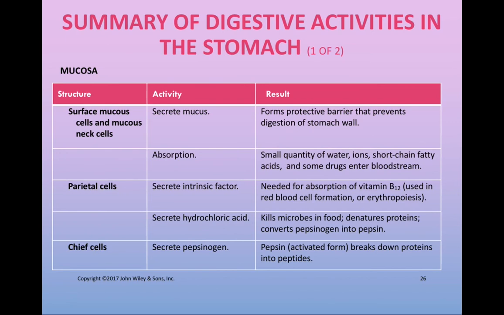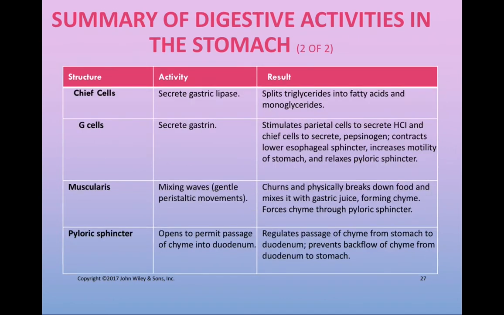The chief cells also secrete two products, namely pepsinogen and gastric lipase. We have just seen that pepsinogen from the chief cells will eventually be converted into pepsin, its active form, by the hydrochloric acid that was released by the parietal cells. Pepsin will then go on to break down proteins. But the other product that comes from our chief cells is known as gastric lipase. As we saw with lingual lipase, lipase is in fact the enzyme that's going to catalyze the breakdown of triglycerides into fatty acids and monoglycerides.